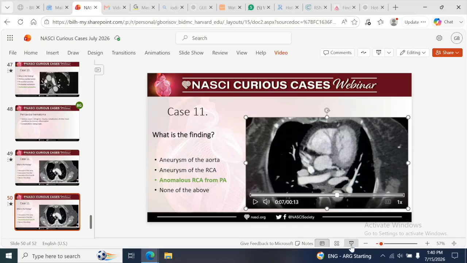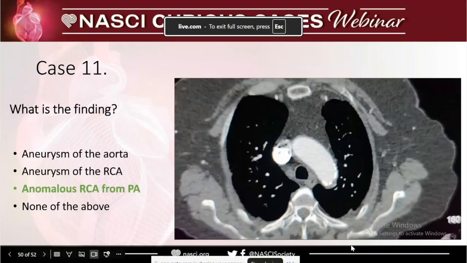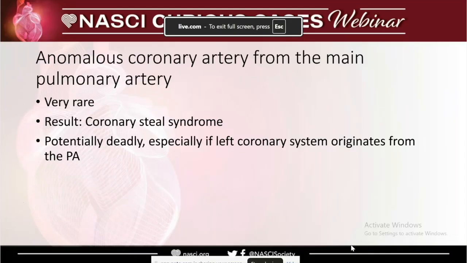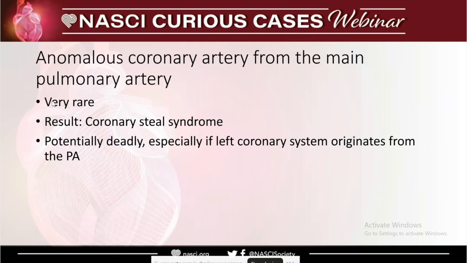And let's see what we know about the anomalous coronary artery from the main pulmonary artery. So usually it's a very rare phenomenon, and we can think why, because it causes ischemia. And because of ischemia, usually the babies that are born with that either die in utero or they die very early in the course of their lives because of heart insufficiency. And the reason that they die from that is because it causes coronary steal syndrome.